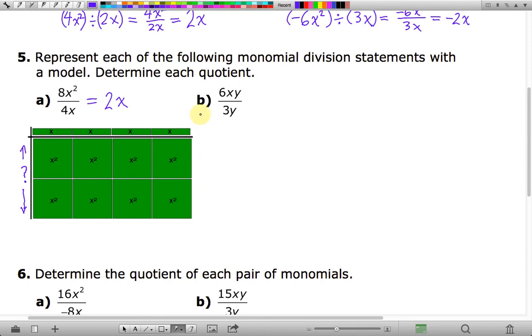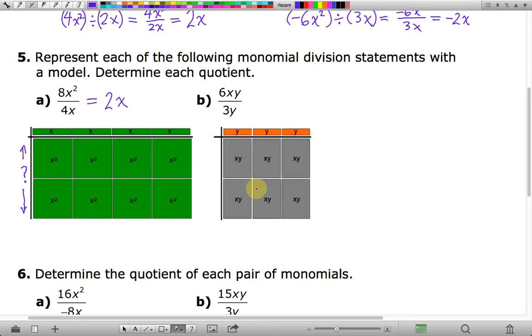Let's take a look at the next one, part B. We want to represent 6xy divided by 3y. Let's do that now. Here it is. I've got my 6xy tiles, and I'm dividing by 3y, and I'm looking for a quotient here. I'm looking for a width that when I multiply by this length, 3y, it's going to give me this particular area. Now it's very important that you get the arrangement right here.